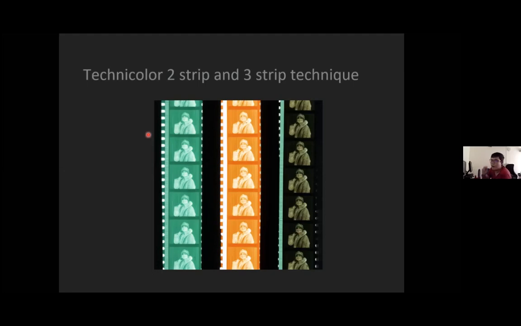So what happened is that they used two different colors of film, called two strip, or three different color films, three strip, combined together to make it into color film. So here comes a famous example of Technicolor three strip. Let's have a look.